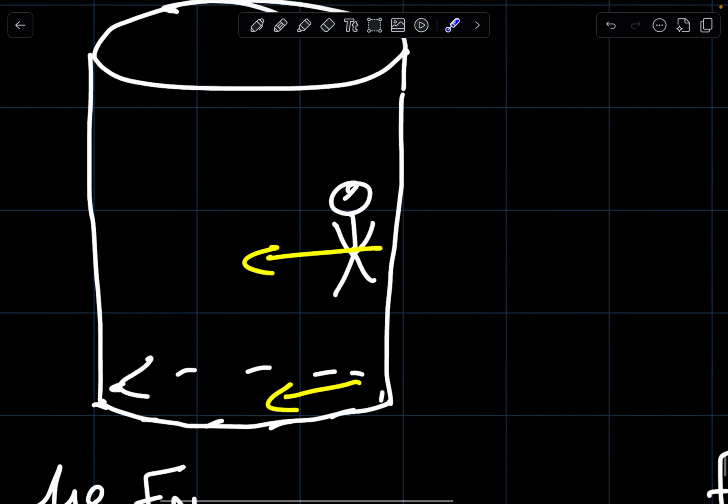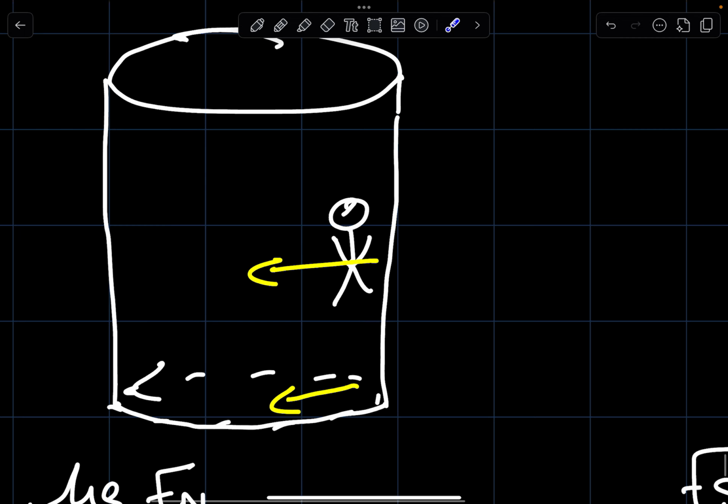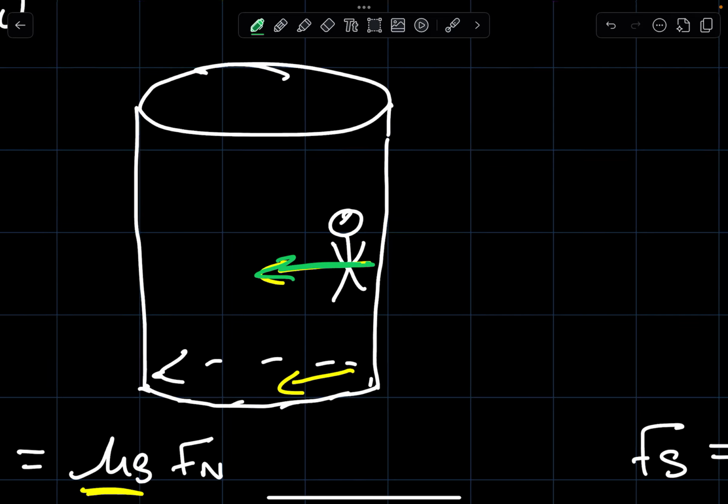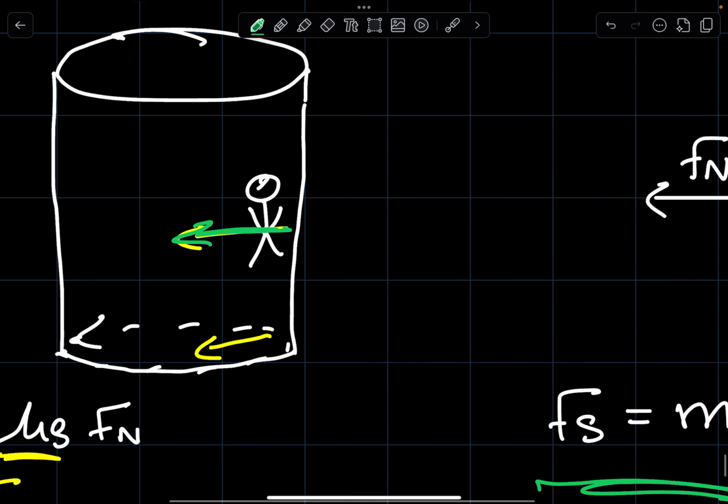This is our rotor ride, right? We have the weight pulling down, we have the static friction keeping it up, and if there was no normal force, this person would fly out like this. But there is a normal force, and this normal force is pushing this person towards the center. So this normal force can be considered a centripetal force.